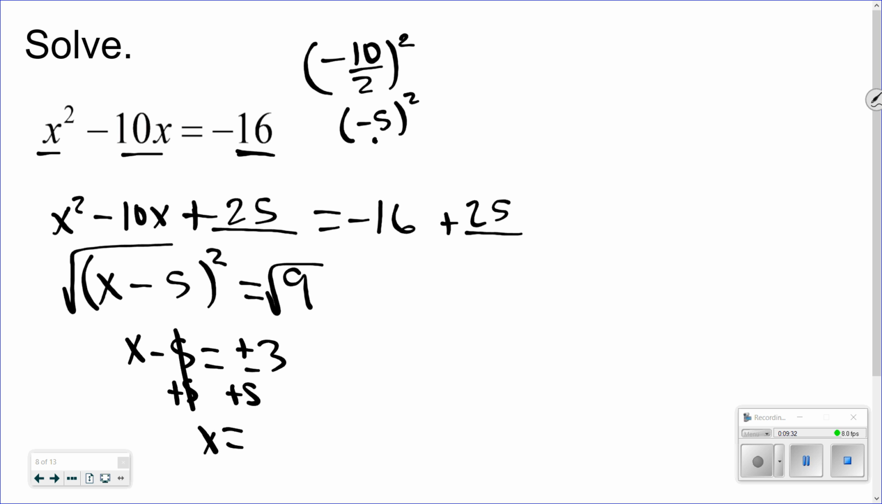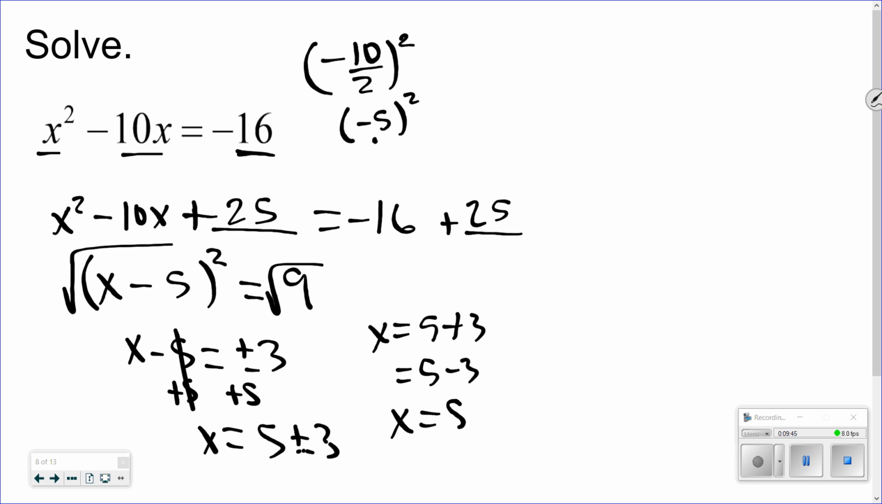So x is equal to a positive 5 plus or minus 3. Well, we can keep going on that, right? X equals 5 plus 3, and x is equal to 5 minus 3. So it comes out to be x equals 8, and x equals 2. So we solve that by completing the square.